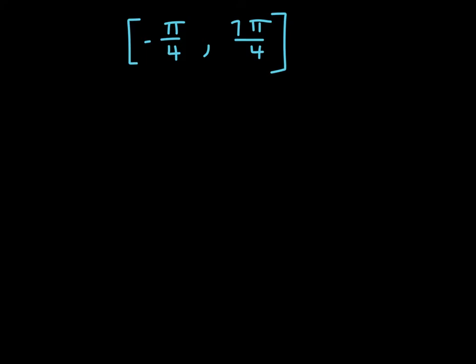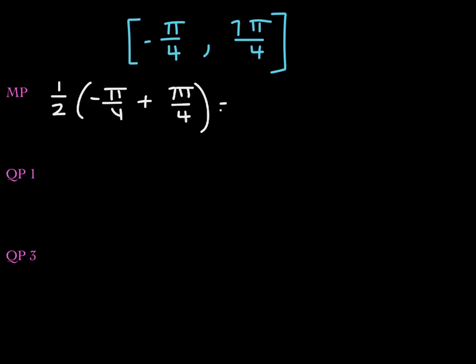What we're going to do first is find our midpoint. All right, we find our midpoint by taking half of the sum of your endpoints. So I'm adding my endpoints together, and this gives me half of 6 pi over 4, which is 3 pi over 4. So 3 pi over 4 is our midpoint.